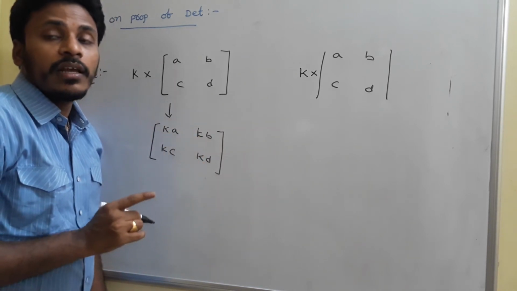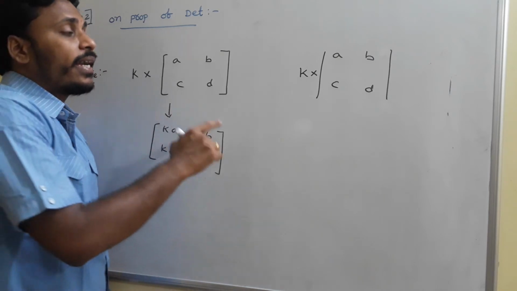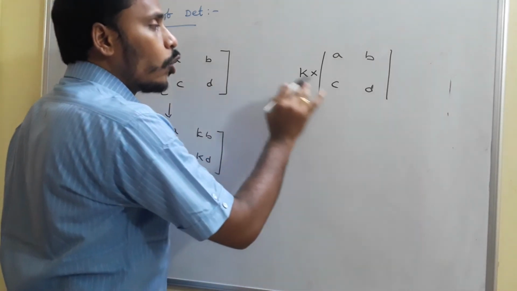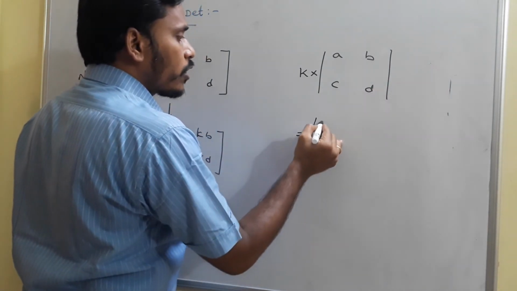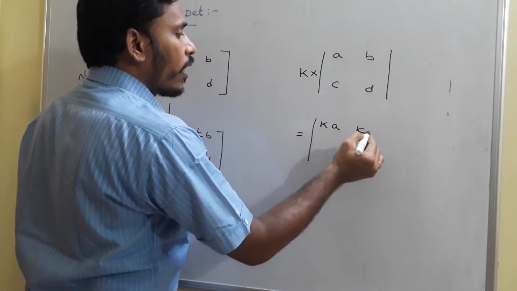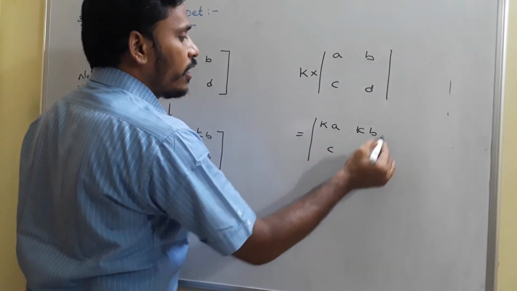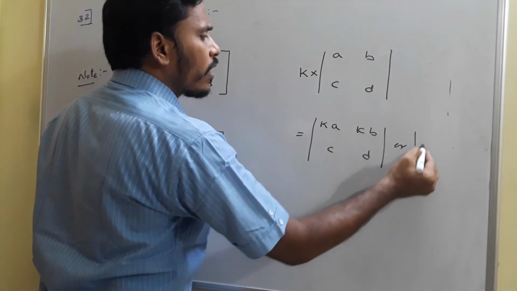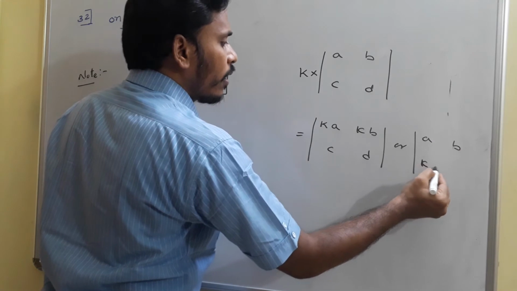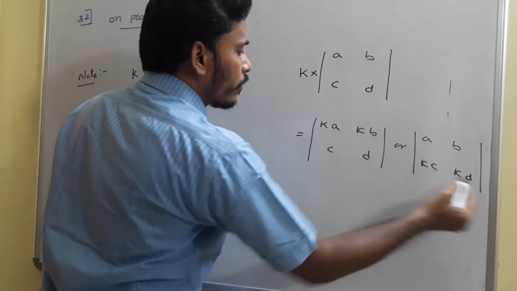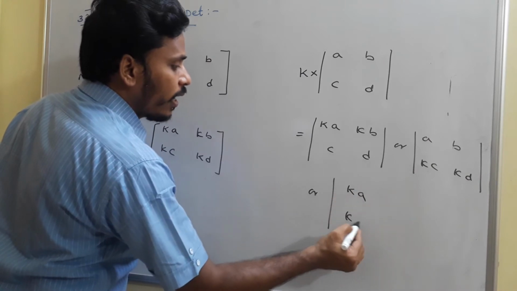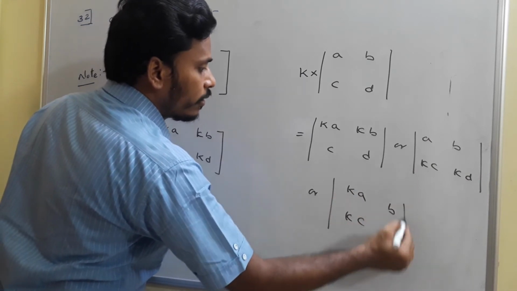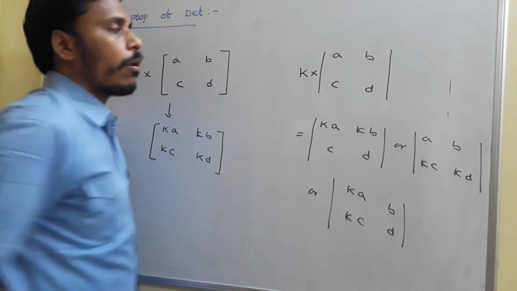But whereas if you are multiplying a determinant with K, then no need to multiply every element. So this is equal to just multiplying any row, like Ka, Kb, C, D, or you may multiply the second row also, A, B, Kc, Kd, or you may multiply the first column also, Ka, Kc, B, D, or you may multiply the second column also.